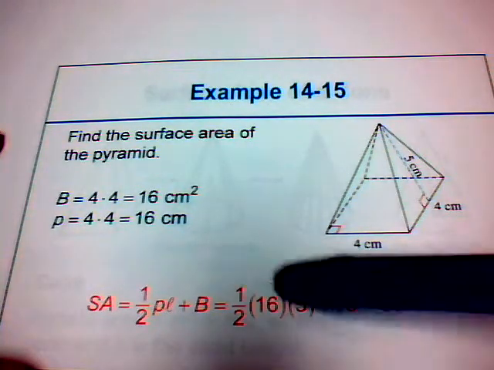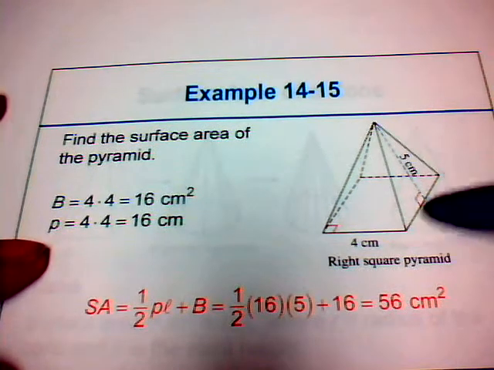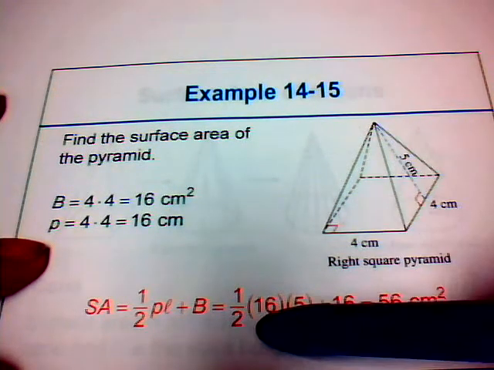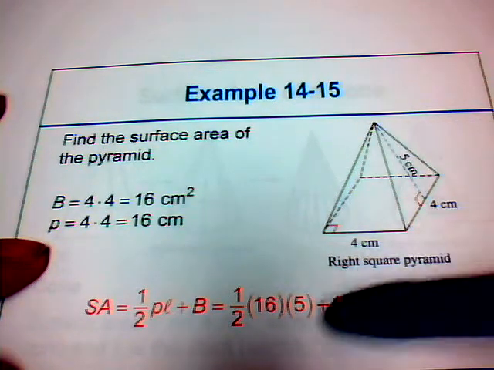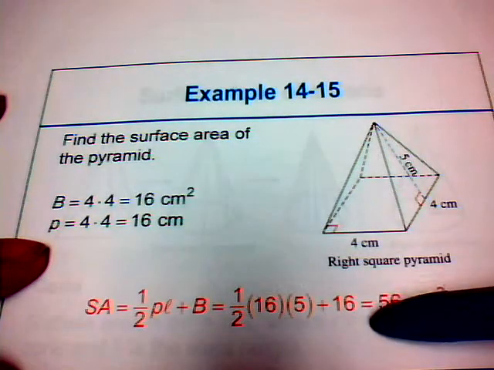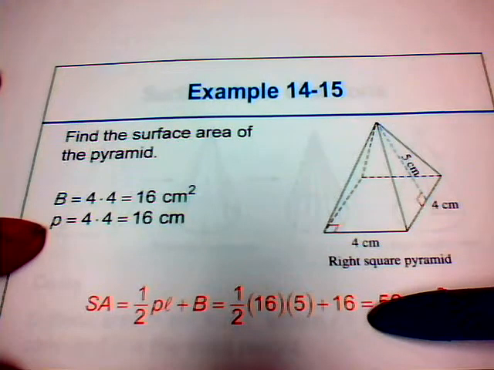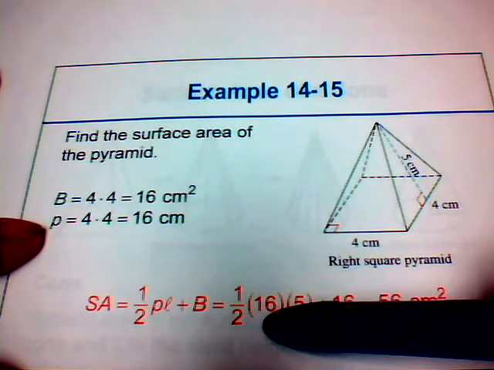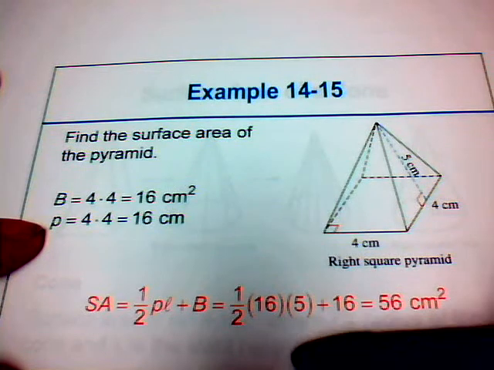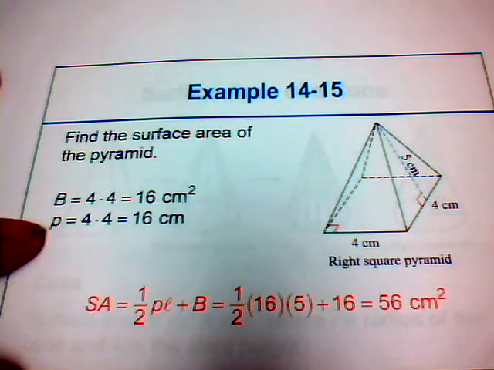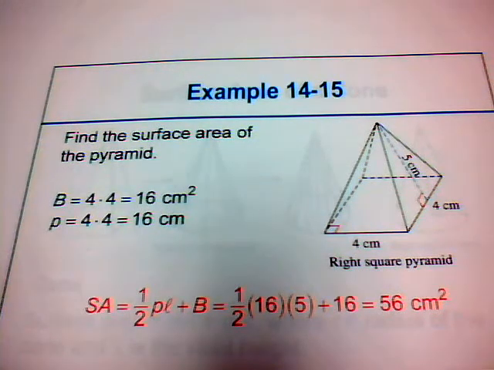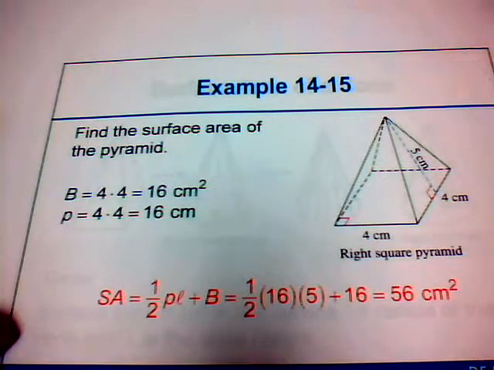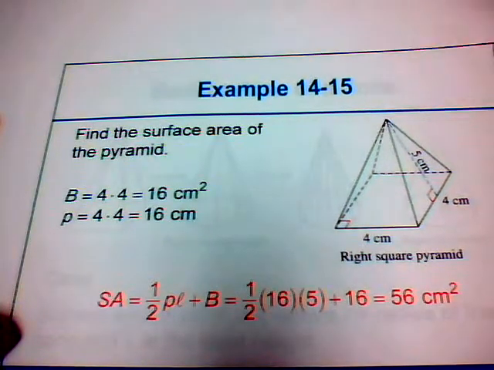Well, we have 1/2 times the perimeter of that square, which is 16, multiplied by 5, which is your slant height, plus the base, which is 16. So if you take 1/2 of 16, that's 8. 8 times 5 is 40. 40 plus this 16 will give you 56 square centimeters. So the surface area of this particular right square pyramid would be 56 square centimeters.